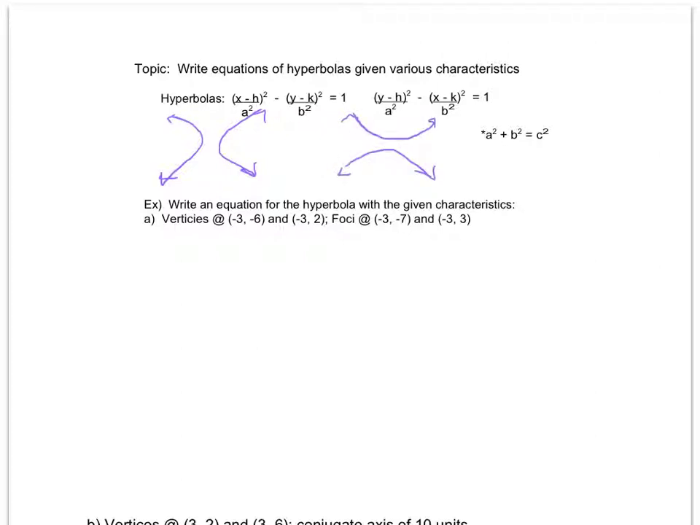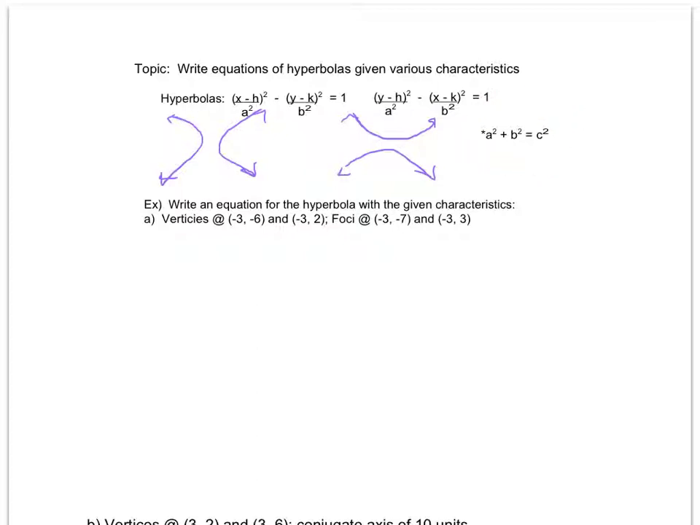Also remember that in order to write an equation for a hyperbola, just like an ellipse, we're going to need our center, h, k, and we're going to need to know what a squared and b squared are. If you aren't given enough information to determine what a squared and b squared are, you can always use the relationship between a, b, and c that I have listed here to find that.